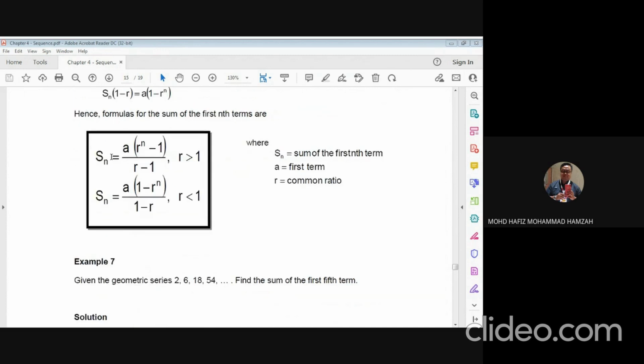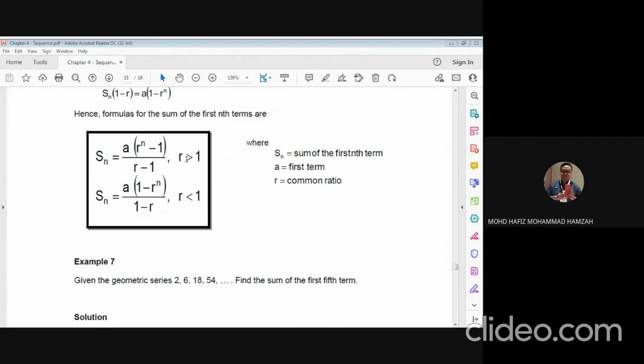So yang pertama, if the R is greater than 1, Sn equal to A R to the power N minus 1 over R minus 1. Kalau R greater than 1, maksud dia nilai R tu mesti lebih daripada 1 lah. Kalau R tu sama dengan 1 per 2, kurang daripada 1 lah kan. Kalau R sama dengan 2, 3, 4, for example 2.5, it is greater than 1.